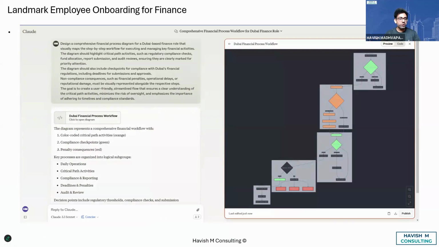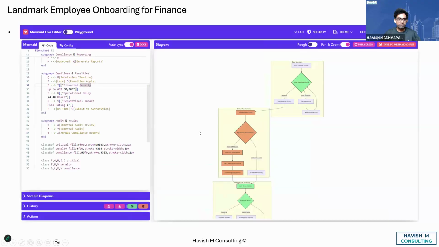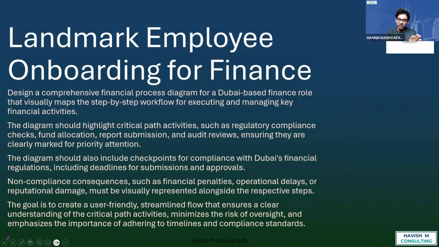Now, the reason I want to do this for you is because do you see how the colors are different? And that's very smart. If I show you the prompt says that, have a look. The prompt says that we have to create a comprehensive financial process. Finance role maps the step-by-step workflow. It should meet regulatory compliance, audit reviews, report submission, fund allocation. Non-compliance consequences. So we're also mentioning what will happen if something goes wrong. So not just the niceties and the good things, but what could go wrong as well. And at the end, we say user-friendly, streamlined flow, clear understanding of critical path activity.